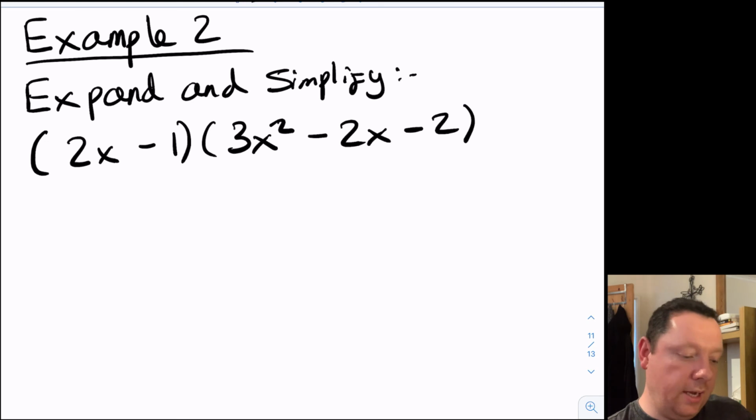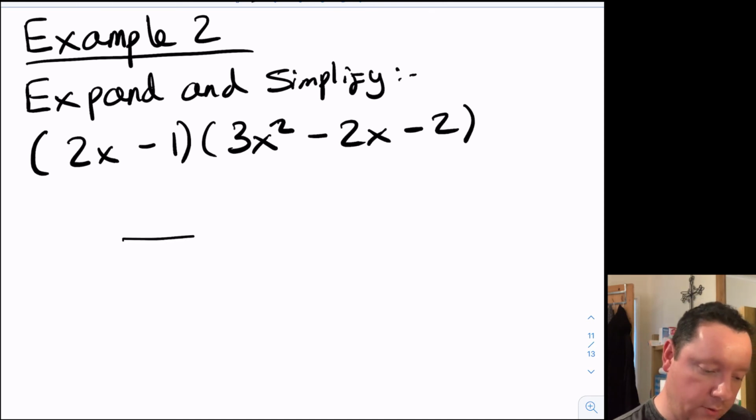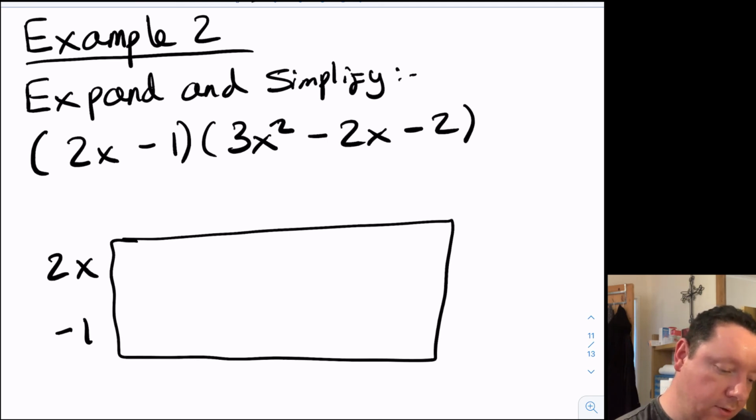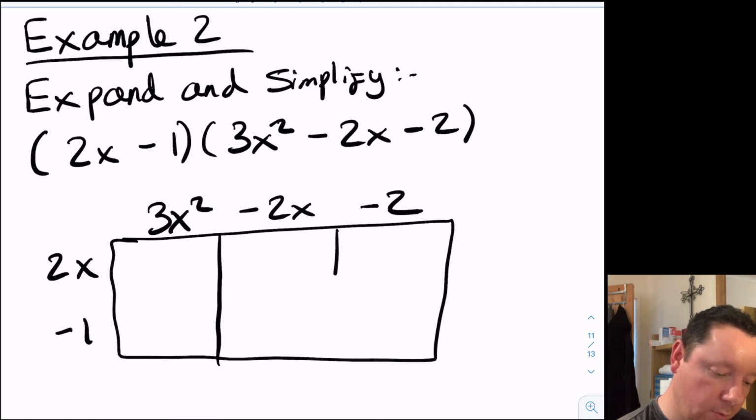So example 2 says expand and simplify 2x minus 1, 3x squared minus 2x minus 2. And I've deliberately made the last question the hardest question with negatives everywhere. So we'll have to watch our signs and our double negatives. But we start in exactly the same way. By now you should know what to do, but you draw a box or a rectangle. Down the sides, the first one, 2x minus 1. And up the top, second bracket, 3x squared minus 2x minus 2, and split your box up.